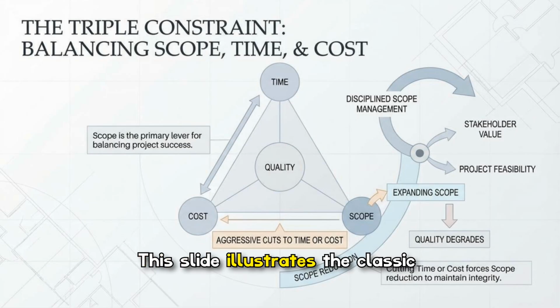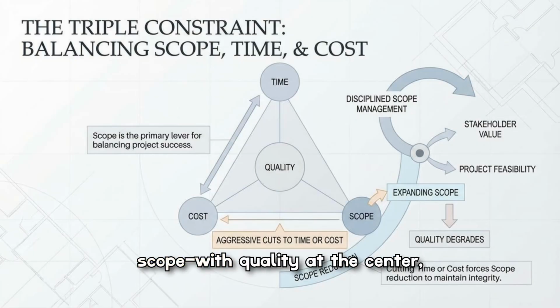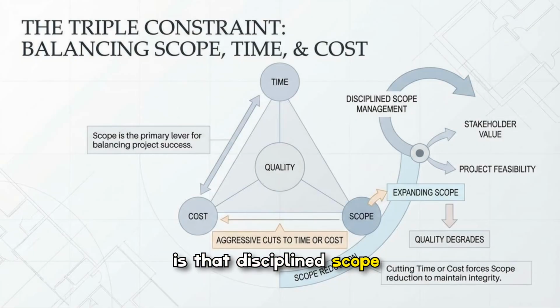This slide illustrates the classic triple constraint: time, cost, and scope, with quality at the center, and highlights that scope is the primary lever for balancing project success. The diagram shows how cutting time or cost forces scope reduction or harms quality, while expanding scope increases stakeholder value only when managed. The takeaway is that disciplined scope management keeps the whole triangle in balance.